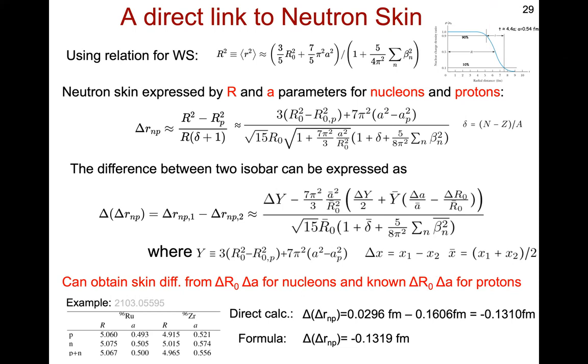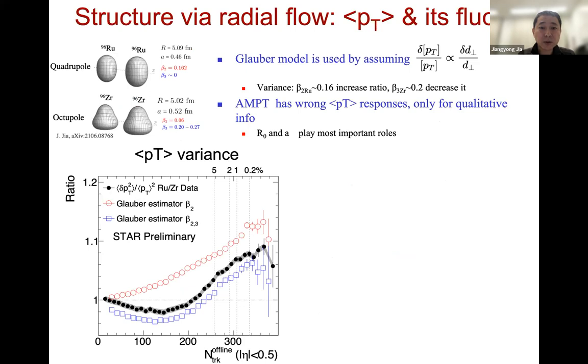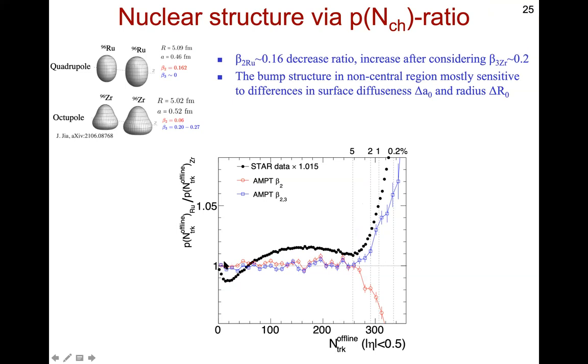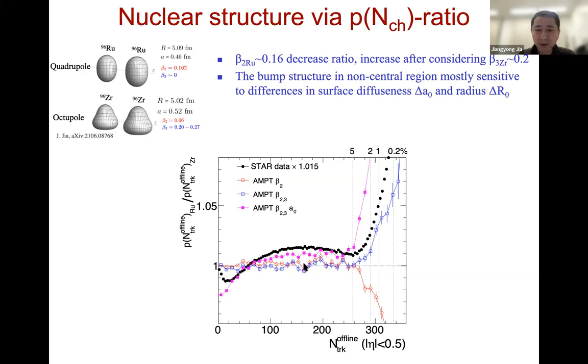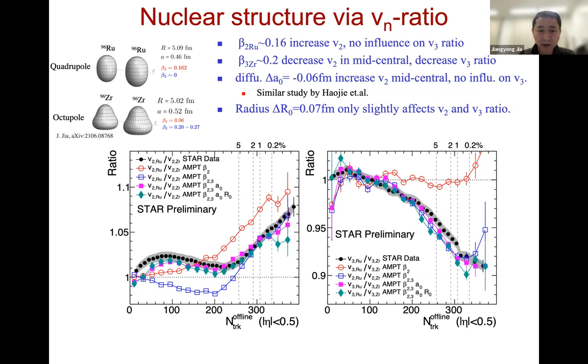Right, but from the data, can any constraint be drawn? Yeah. You can see there's one plot I showed you here. Well, there are multiple, right? For example, here, you can see that without a difference in the R and the A0, you cannot describe the flow in the mid-central collisions. It requires a difference in the A or the R.